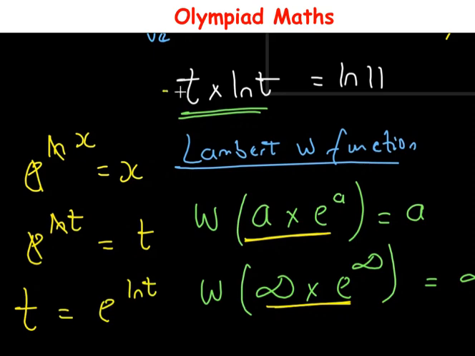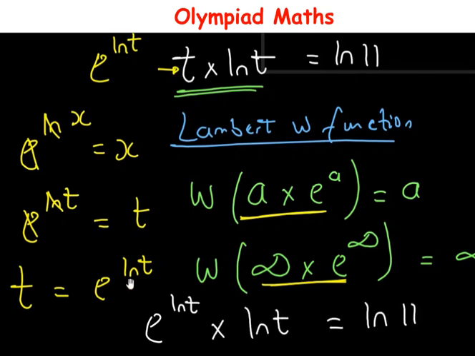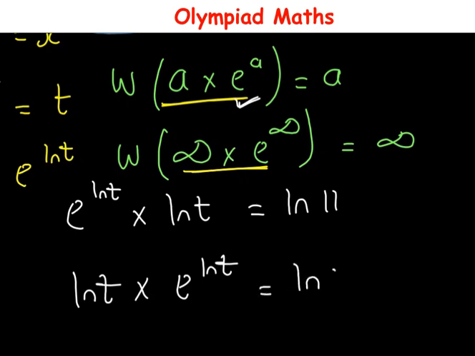So the t right here, we can bring in e raised to power ln t to replace this t, then times ln t, all is equal to ln 11. Now, at this junction, if you look at this expression, you'll notice that e is in the second place. So move this e to stay in the second place. So we have ln t times e raised to power ln t is equal to ln 11.